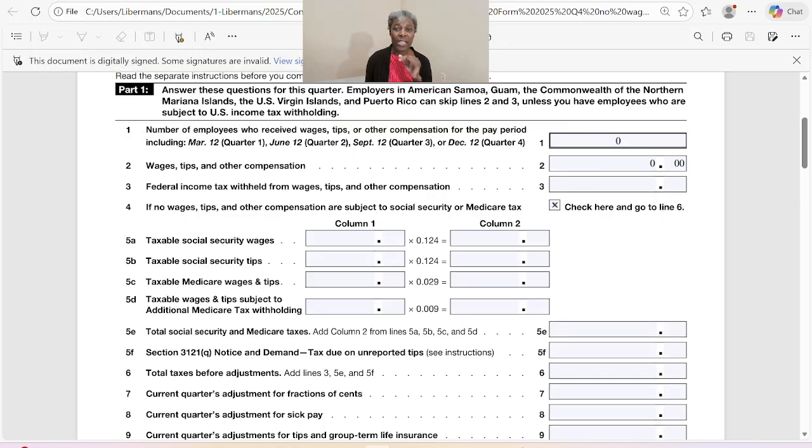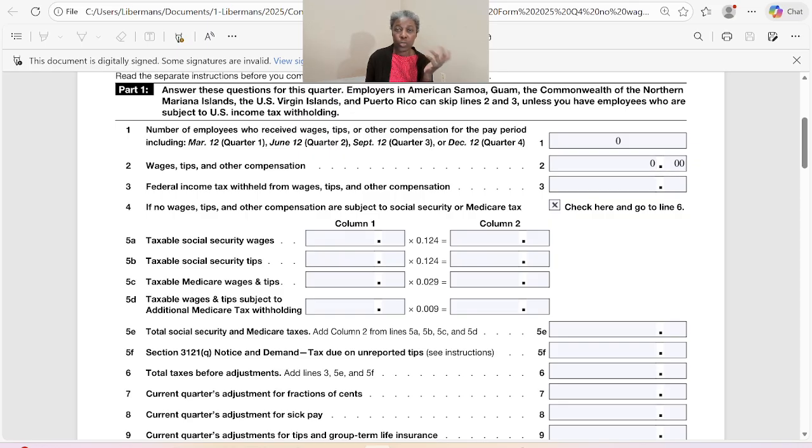So our line 1 is 0. If you have an LLC taxed as an S-corp and you are the only one in it, or you and your spouse, and you didn't collect anything, it's as good as not having an employee. So it's going to be 0, because you are not going to put 1 when you didn't pay yourself. It's as good as 0 in my opinion. So the wages you pay those people is 0. Because the instructions say not to leave it blank, you put 0 here.